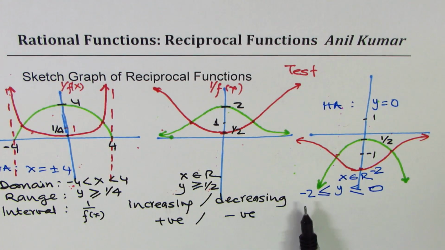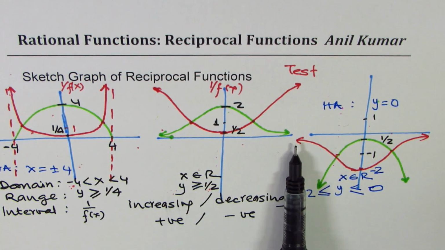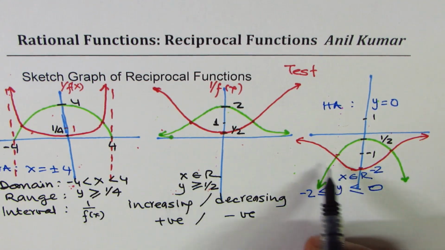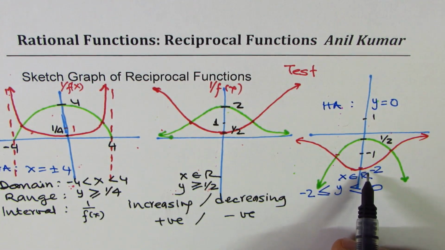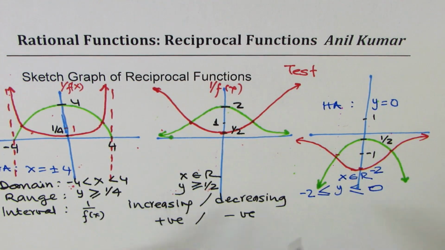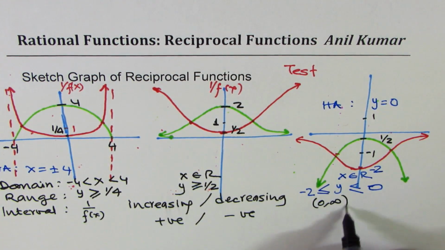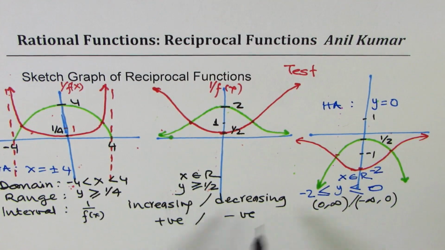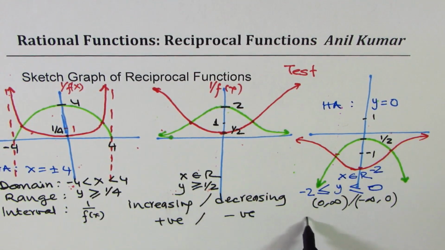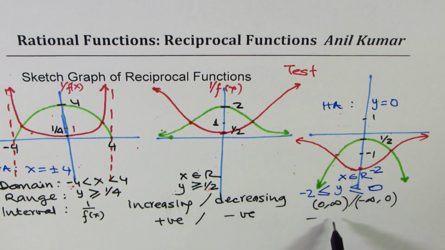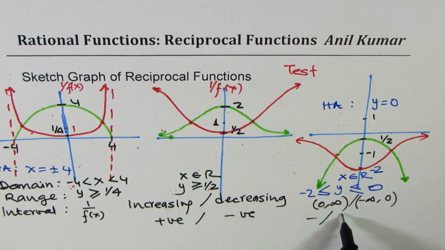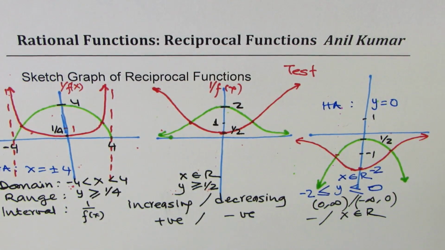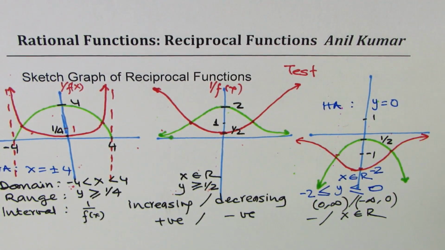Now, write down the interval for increasing and decreasing of the reciprocal function. You can see in the last graph, for example, it is decreasing from -infinity to 0, but increases from 0 to infinity. So increasing from 0 to infinity and decreasing from -infinity to 0. As far as positive negative values are concerned, it is never positive, right? But it is always negative in the domain x belongs to real numbers. Do you see that? So I've answered all this for the last example.